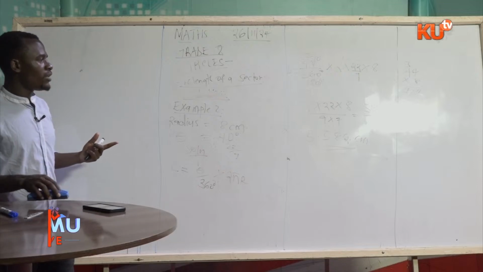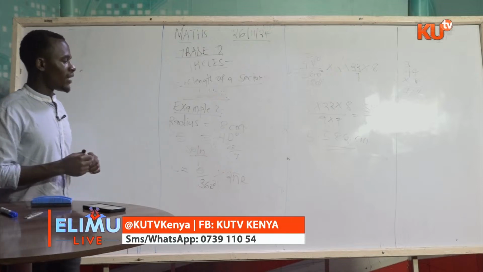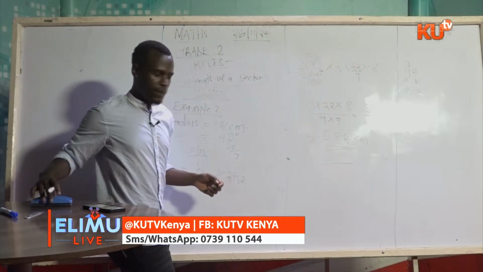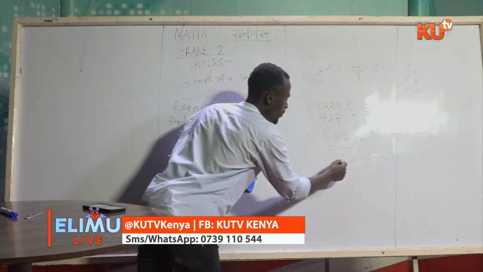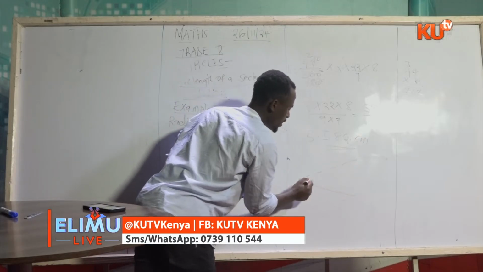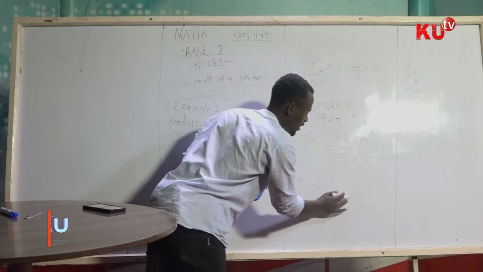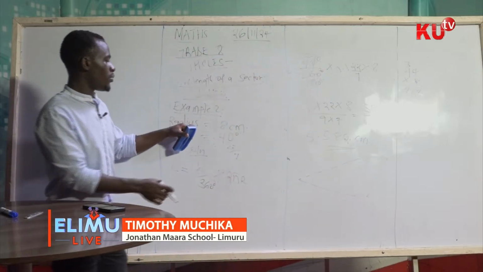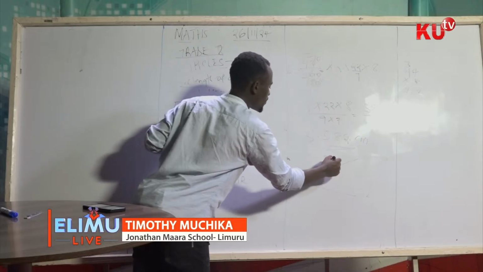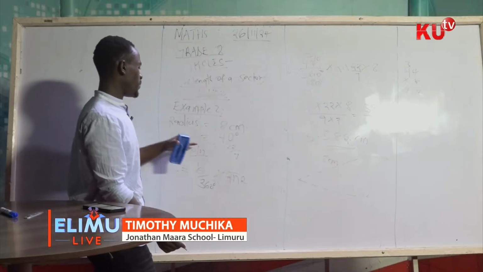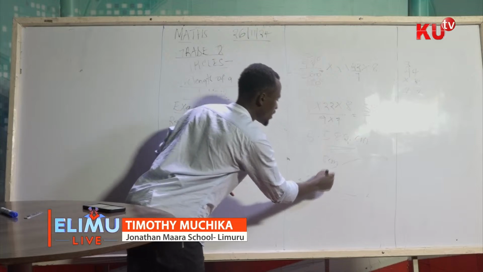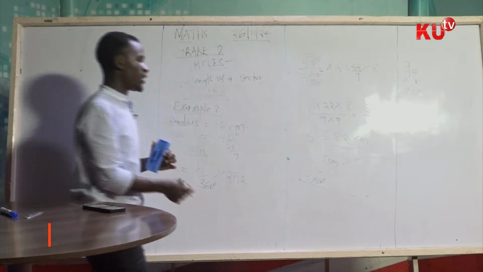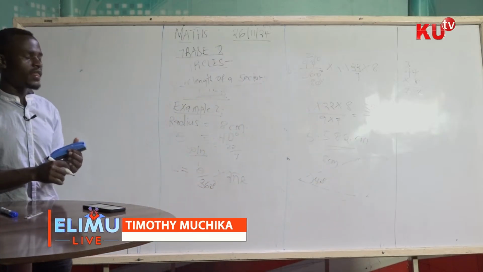So I want you to note that when we are talking of an arc, we are simply looking at the curved part. For example, in this example, the radius here is 8 centimeters, and the angle that we've been given is 40 degrees. So we are simply using these components to find this curved part of a sector. So it is worth noting that.